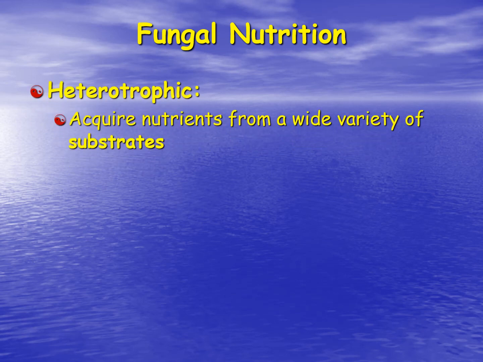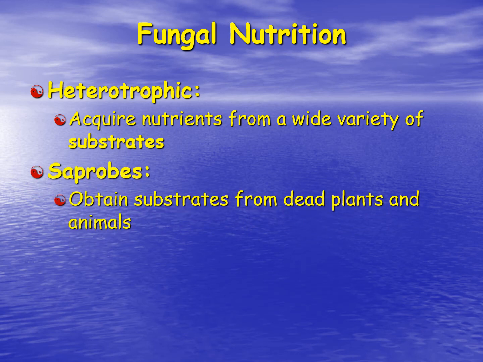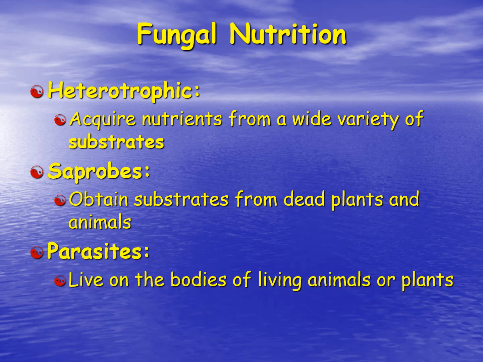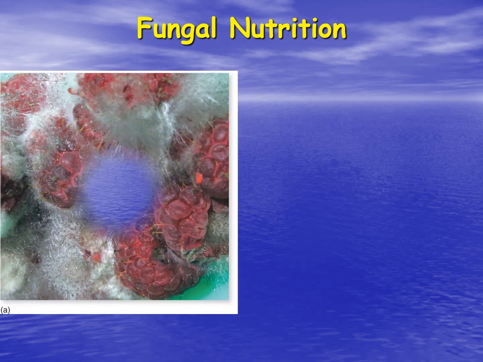Now, if the mold can acquire nutrients from a wide variety of substrate, we call this fungus a heterotroph. However, if the mold obtains its food source from dead plants or animals or dead organic matter, we call them saprophytic fungi. If, however, they must live on the body of living organisms in order to obtain their nutrients, we simply call them parasitic fungi. So this actually is a saprophytic mold that's growing here on some raspberries.